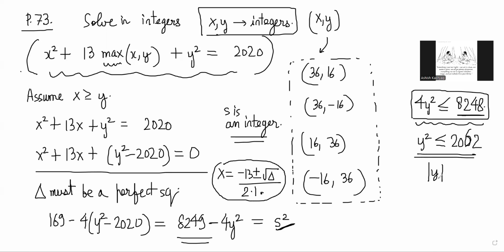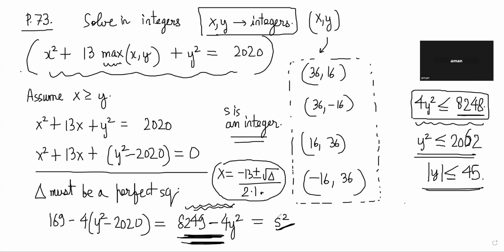So mod y, 45 square will be close to this, right? Yes sir, mod y should be less than or equal to 45. Now your y can be anything from minus 45 to 45 and you have to check when 8249 minus 4y square is a perfect square. So you have to check the possible squares and see when it is happening. A little bit of guessing, a little bit of checking the numbers will be required here. Only then you can figure out what your s is.